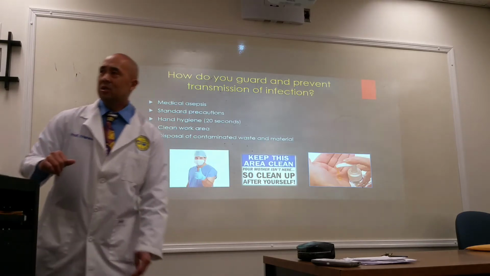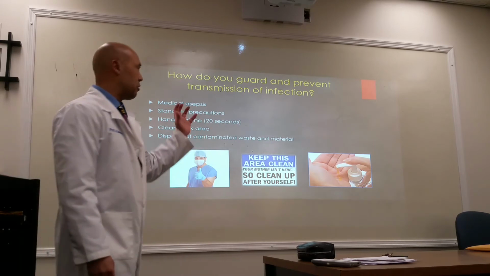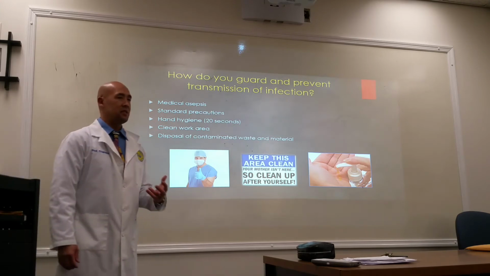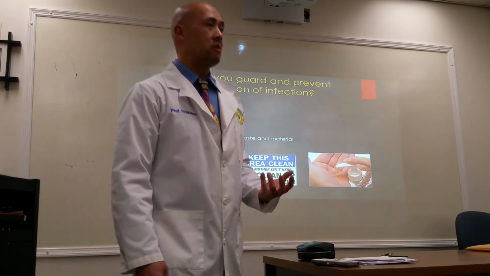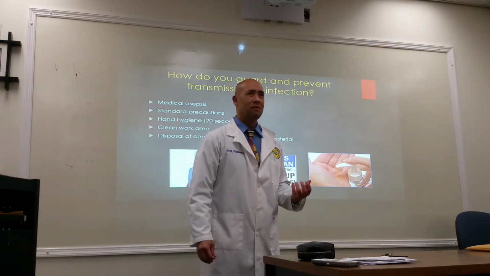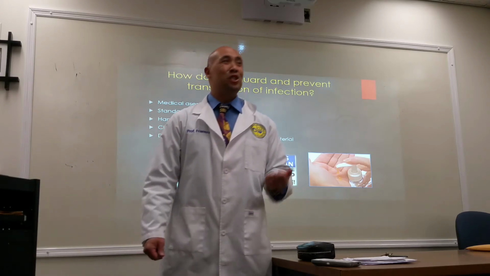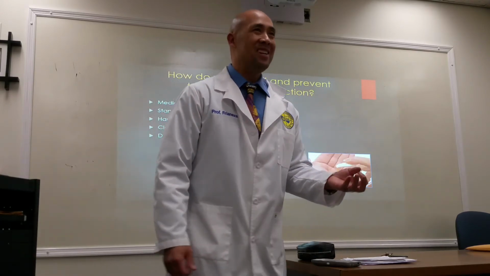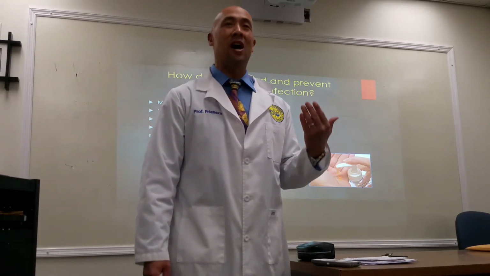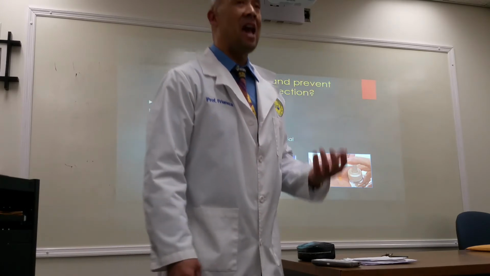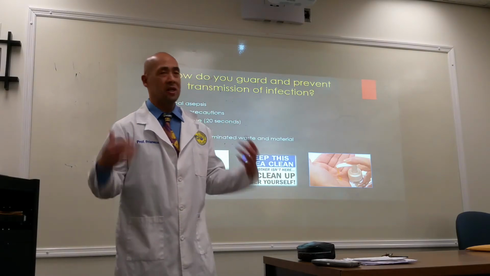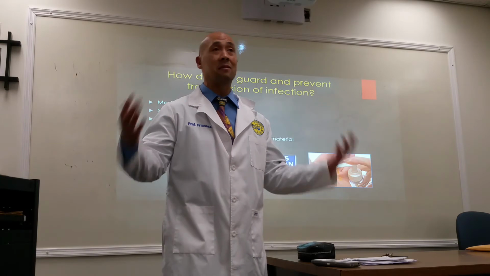Okay. So how do you guard and prevent transmission? First of all, good practice in medical asepsis. Standard precautions. You guys should know standard precautions by now. If you don't, you're in trouble. What's standard precautions? Gloves. Treating every individual that you come in contact with as if they have some transmittable infectious disease. In other words, you never ever let your guard down. Okay? Yeah, everybody has some kind of disease.